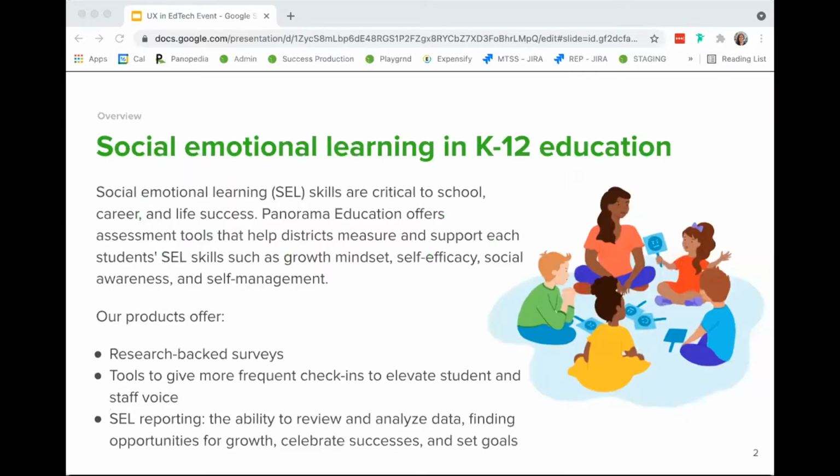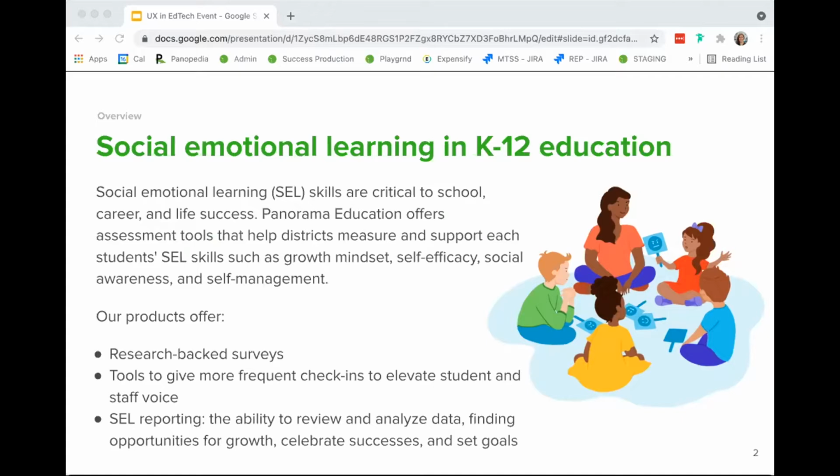So social emotional learning skills, or SEL skills, are really critical to school, career, and life success, and are becoming more and more talked about today, especially amid the pandemic and all the challenges that have come with that. And so just an overview, Panorama Education offers tools that help school districts assess and measure and support each student's social emotional learning skills. And these skills are things like growth mindset, self-efficacy, social awareness, self-management, and so on.